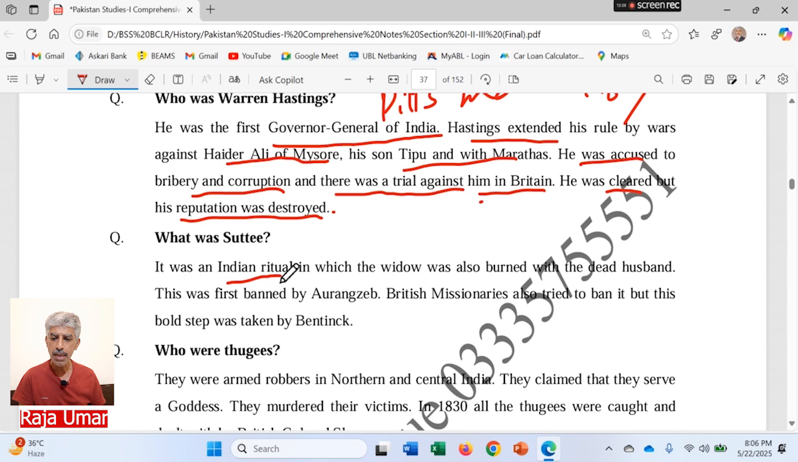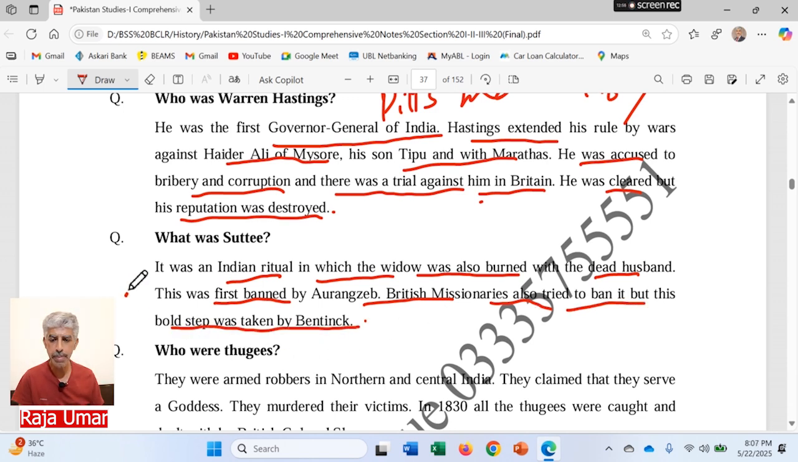What was sati? It was an Indian ritual in which the widow was also burnt with the dead husband. This was first banned by Aurangzeb. British missionaries also tried to ban it, but this bold step was taken by Bentinck, who was the British Governor General.